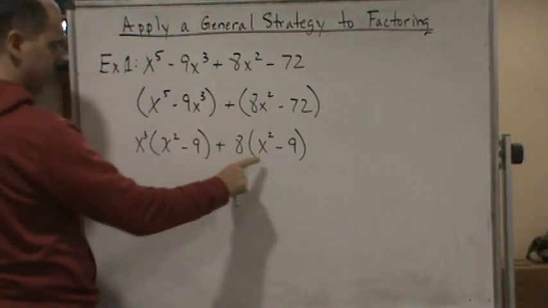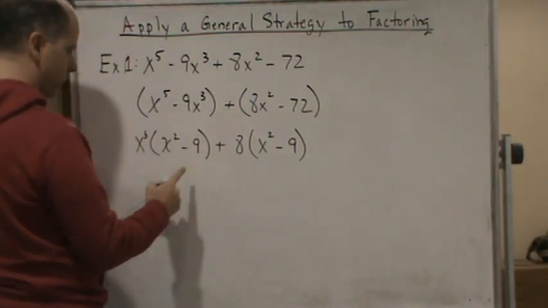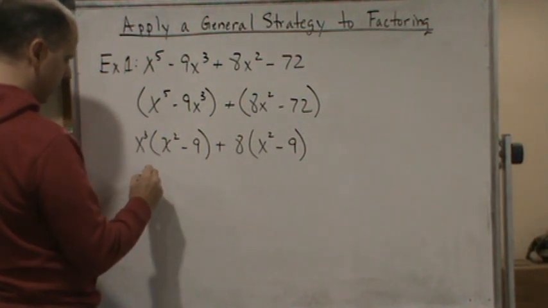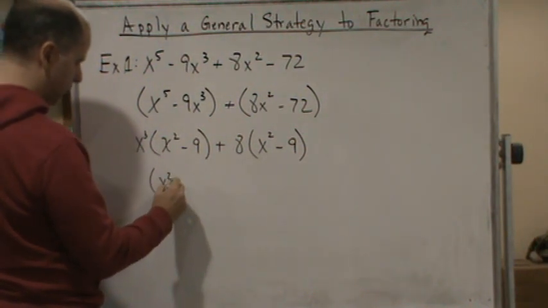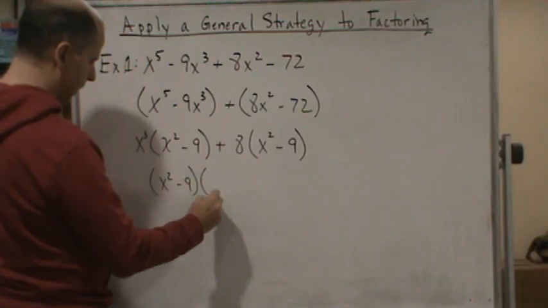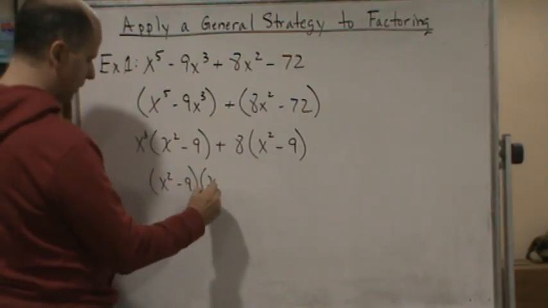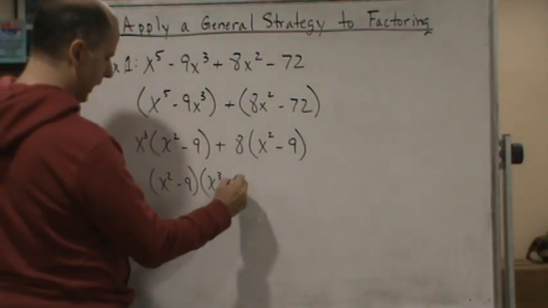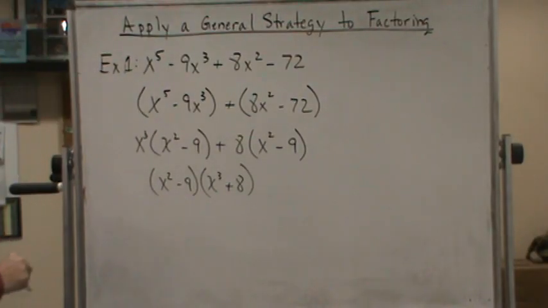And now I've got another common factor, the x squared minus 9, so I'm going to factor that out, and the other factor then is x cubed plus 8. And there I am, I'm done. Okay, so we'll come back and do a couple more examples.